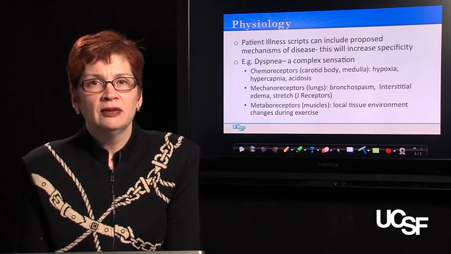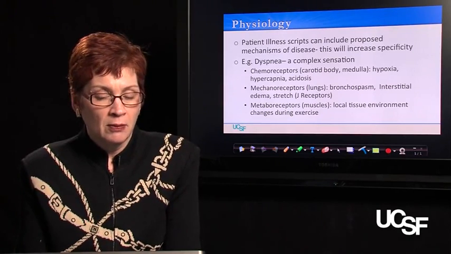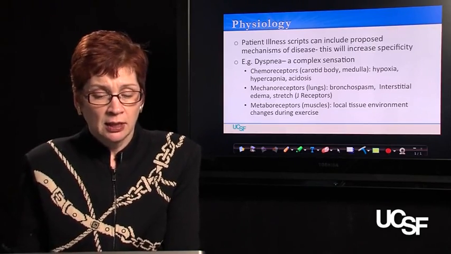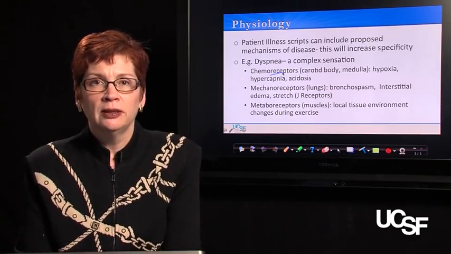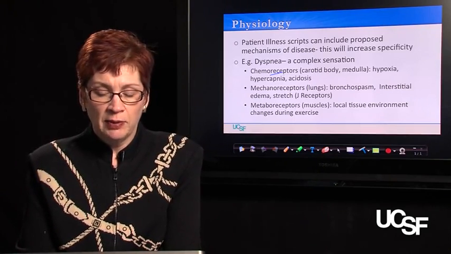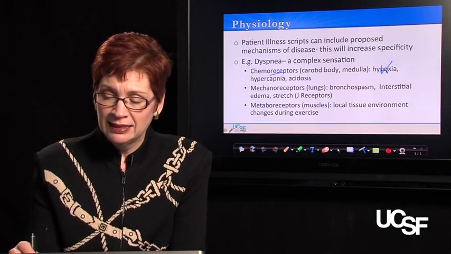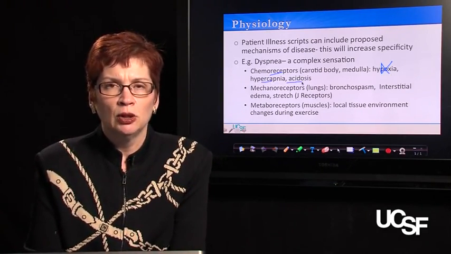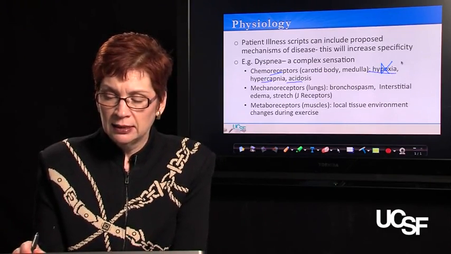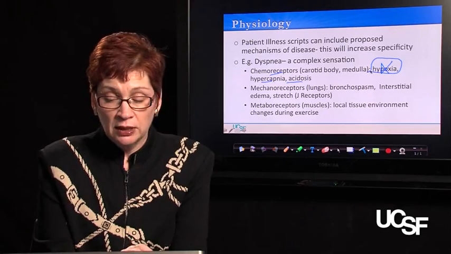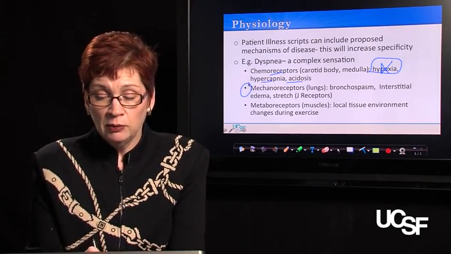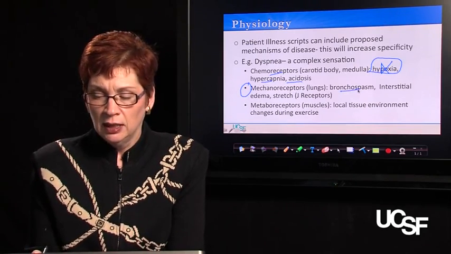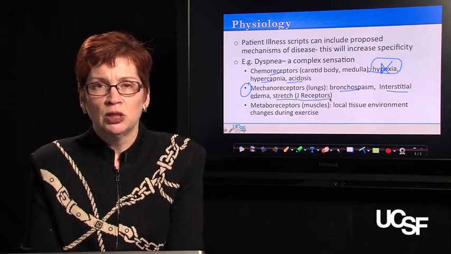And remember that dyspnea is a very complex sensation. It's manifested and modulated through 3 different, at least, types of receptors. Chemoreceptors in the carotid body or in the medulla that respond to hypoxia, hypercapnia, and acidosis. So hypoxia doesn't appear to be present in our patient. We don't know about hypercapnia or acidosis until we look at her labs. But clearly this is not the case. But it does also respond to mechanoreceptors in the lungs, which can be related to abnormal problems with lung inflation, either bronchospasm, interstitial edema, or problems with stress receptors.